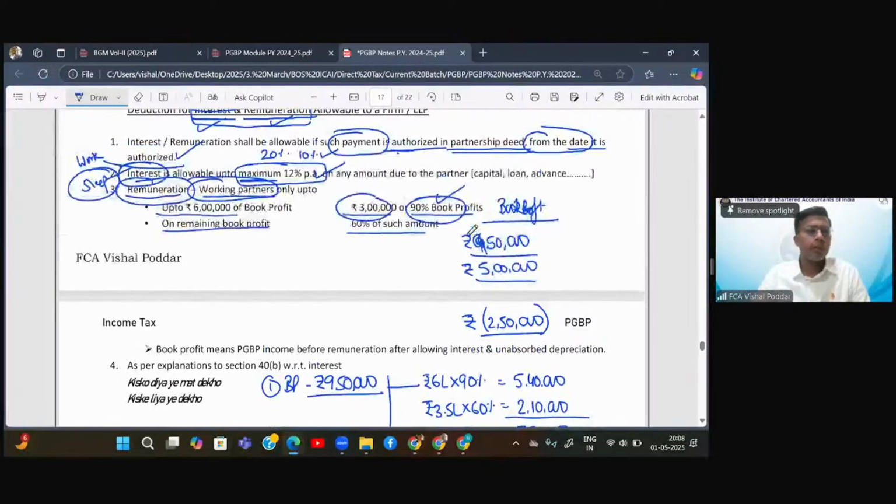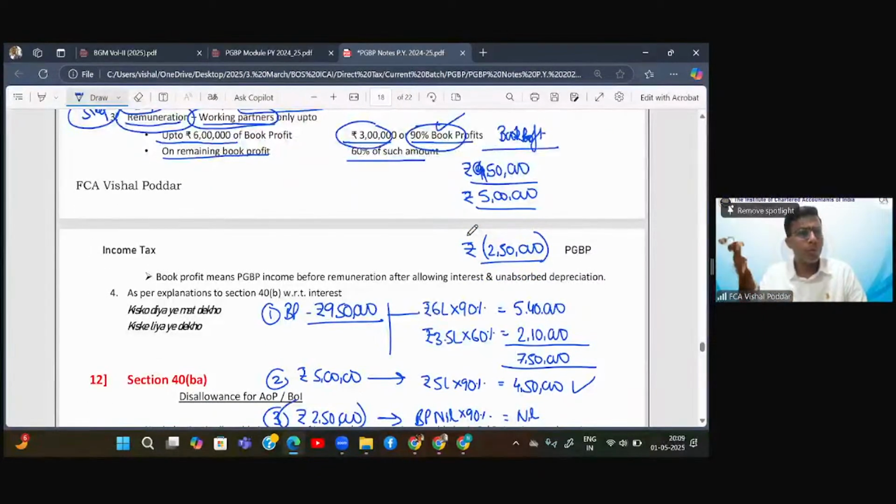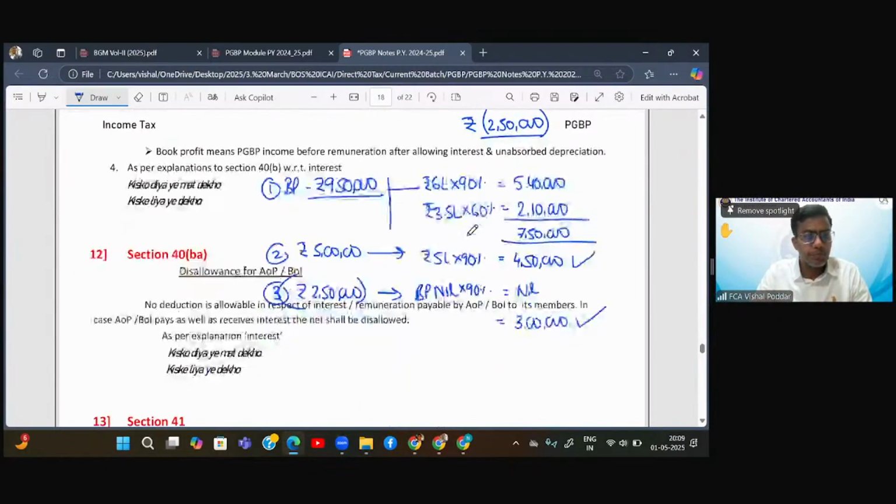So for remuneration, they have given this particular working, that is up to what amount you can pay remuneration, and that will be allowed as deduction. First is it should be paid only to working partners. And second, up to this limit, we will allow. You can pay more, no problem. Partnership can decide how much it wants to pay. But the total deduction which we will allow is up to this amount which we just calculated. Fine.